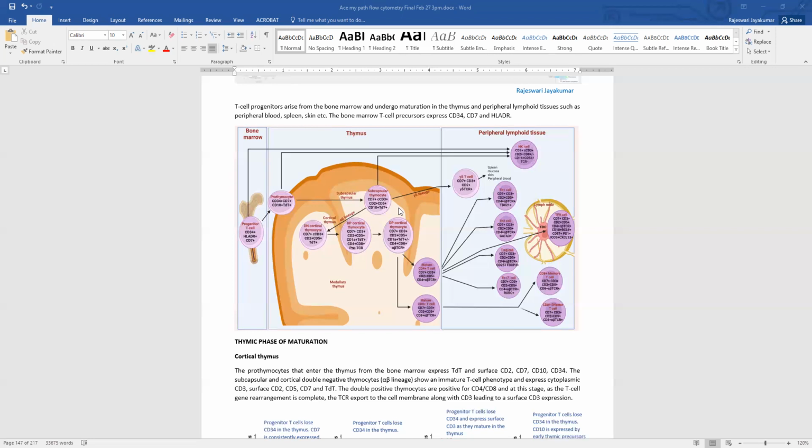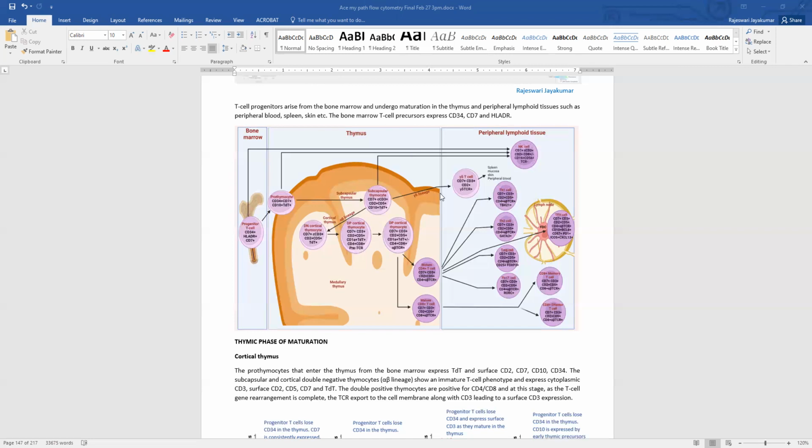Especially when they go to the subcapsular area, they start expressing cytoplasmic CD3, and they also express CD2 and CD5. CD2 and CD5 follow CD7, and they begin to be expressed on the surface next. And at this stage, the T cells split into two.